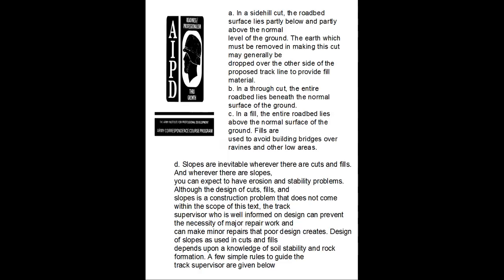The design of the slopes used in cuts and fills depends on knowledge of soil stability and rock formation. A few simple rules to guide the track supervisors are given below. Ordinarily stable soil may be sloped at a ratio of 1.5 horizontal to 1 vertical. Without danger of sliding, rock may slope at a ratio of 1/8 to 1/2 horizontal to 1 vertical, depending on the formation and composition of the rock.